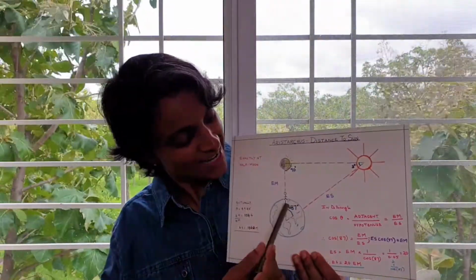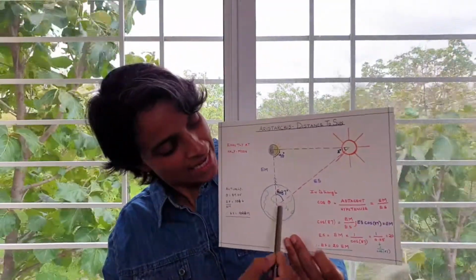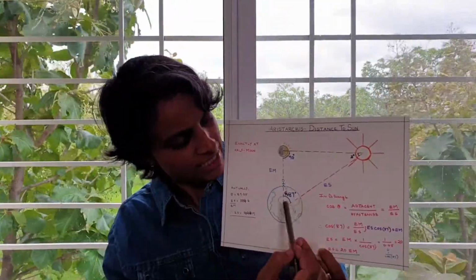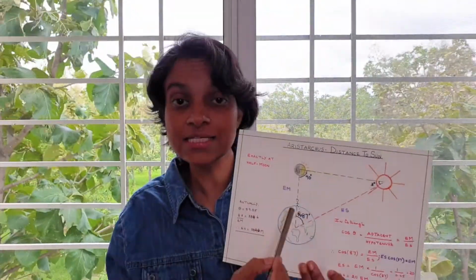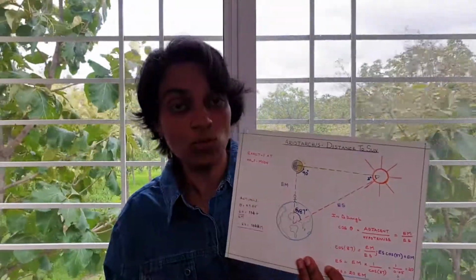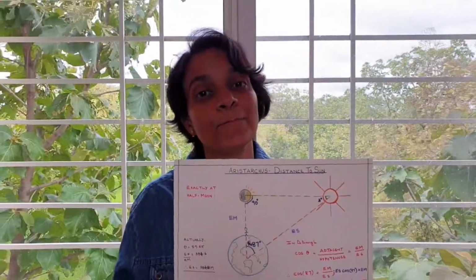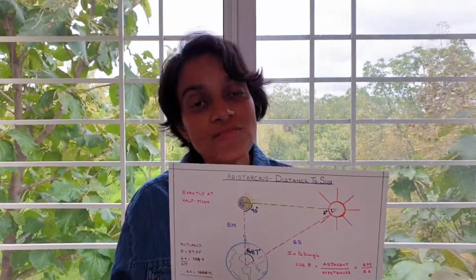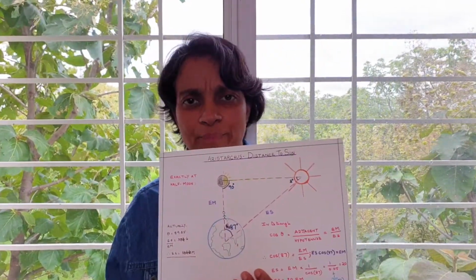So Aristarchus, what he did was he used this calculation and said that ES, or the distance between Earth and Sun, is 20 times the distance of Earth and Moon. That is, ES is 20 times EM. And even if Sun is so far away, it appears small because it's very, very far away.